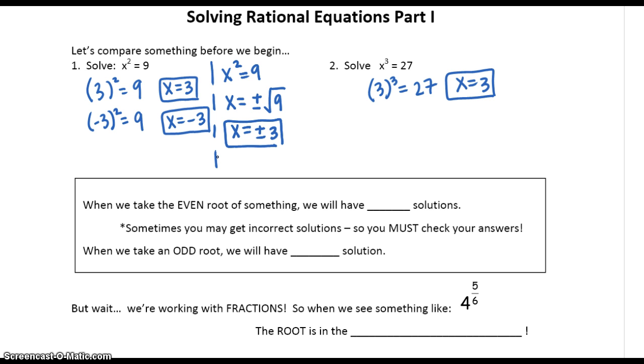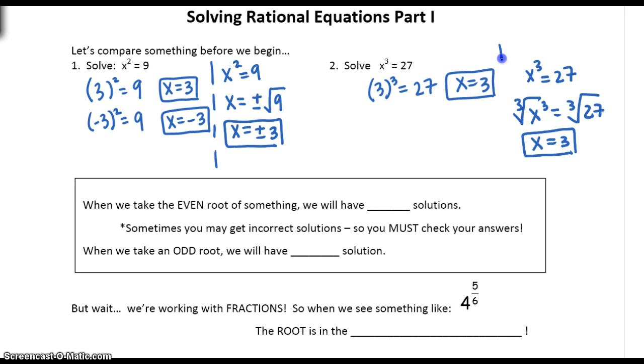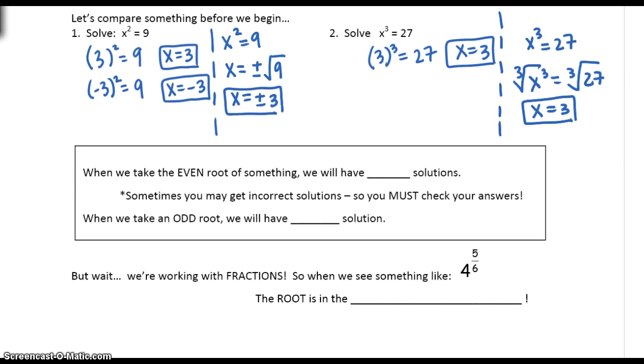So on the second one here, if I have x to the third equals 27, how do you undo a cube? Well, you take the cube root. But when you take the cube root here, you don't have to worry about a plus or minus ever. Okay, so it's just going to be x equals 3. So that's how we're going to be doing them today, but I wanted to kind of touch base with you there because there's usually some confusion there with students.